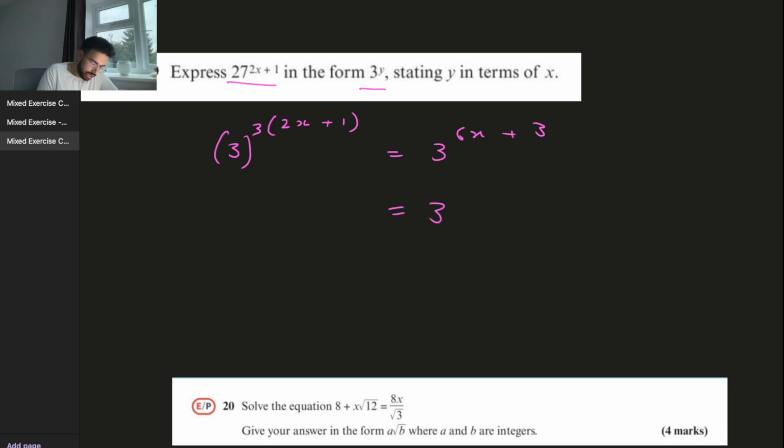And we know that this is 3 to the y, and we've got to essentially write y in terms of x. So I know that my y is equal to 6x plus 3. And there is my answer.